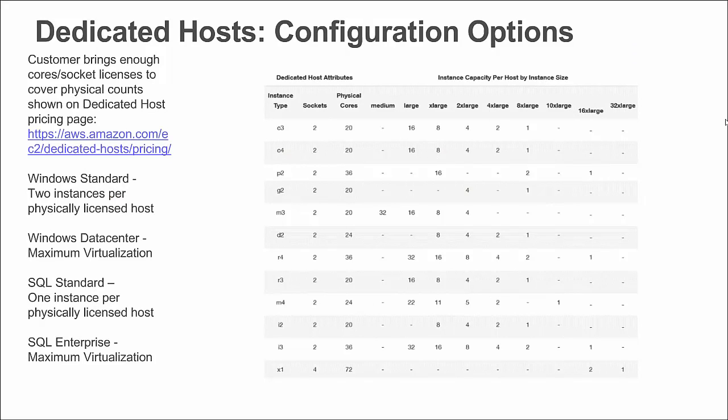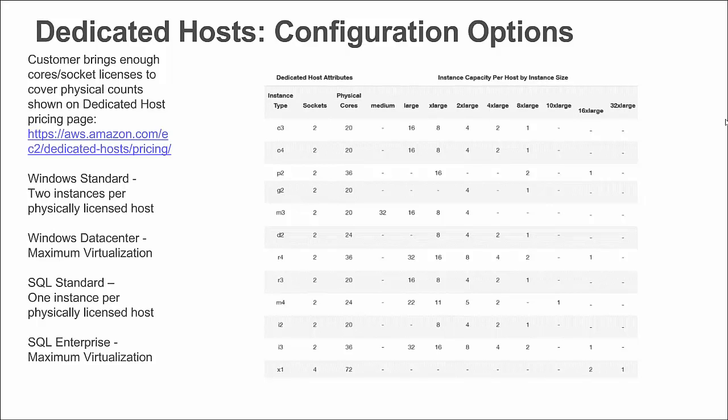I'm not going to talk through this whole slide, but just some configuration options to show you the different permutations that you have with dedicated hosts. So you bring the licenses to cover the cores or sockets on the dedicated hosts, and then each Microsoft product has some different licensing rules. So you can see a couple of examples here. Windows Server, 2 instances per physically licensed host. SQL Standard, 1 instance per physically licensed host. SQL Enterprise allows you to maximize your virtualization and license the cores that are on the box, and then deploy a number of SQL Enterprise instances on top of it.